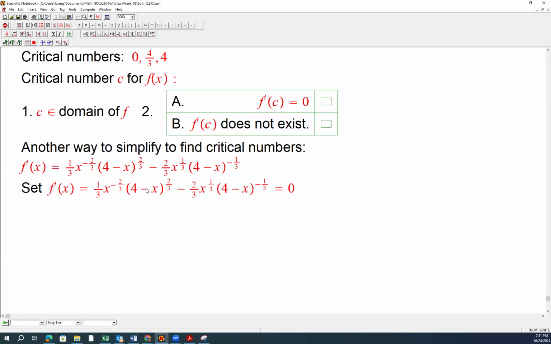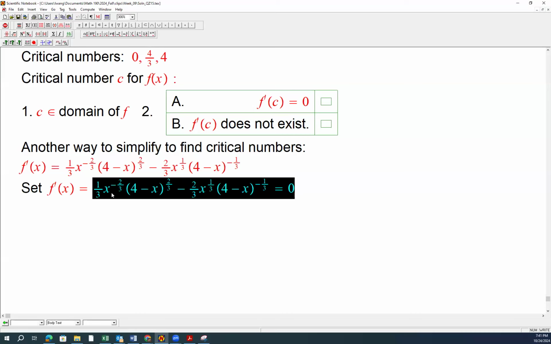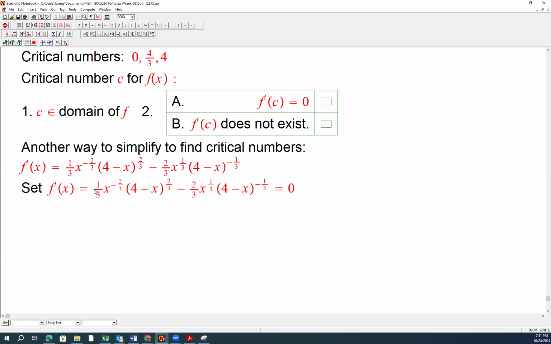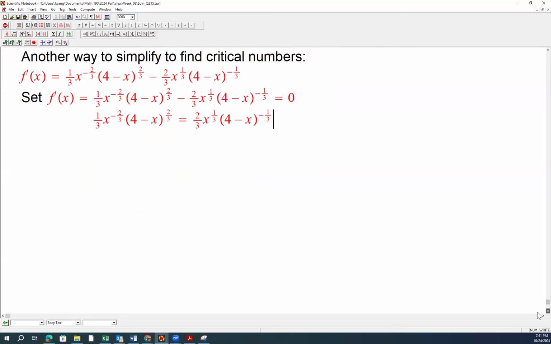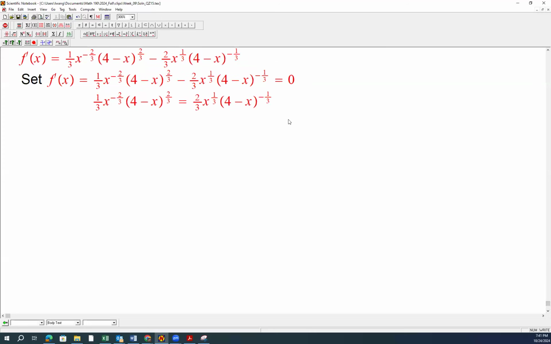Okay, if we set it equal to 0, we basically have one term subtracting another term equals 0, right? And if we move the subtraction part to the other side, we will get this piece equal to the other piece. We're just adding the second part, 2/3 x raised to the power 1/3 times 4 minus x to the negative 1/3, to the other side. So the question becomes solving this equation.